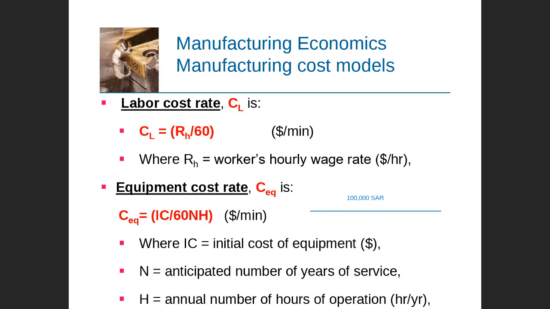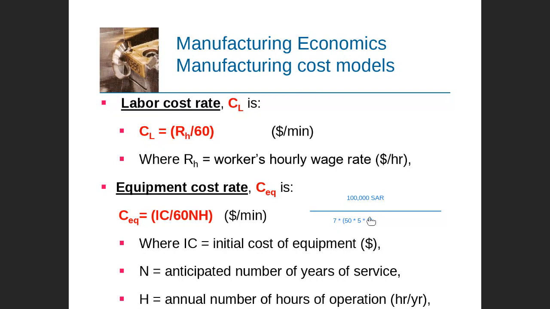7 years multiplied by the number of hours per year. For example, 50 weeks per year multiplied by 5 days per week multiplied by 8 hours per day. If you have this, then this is 7 years. This machine is working for 7 years. It is anticipated to work for 7 years.